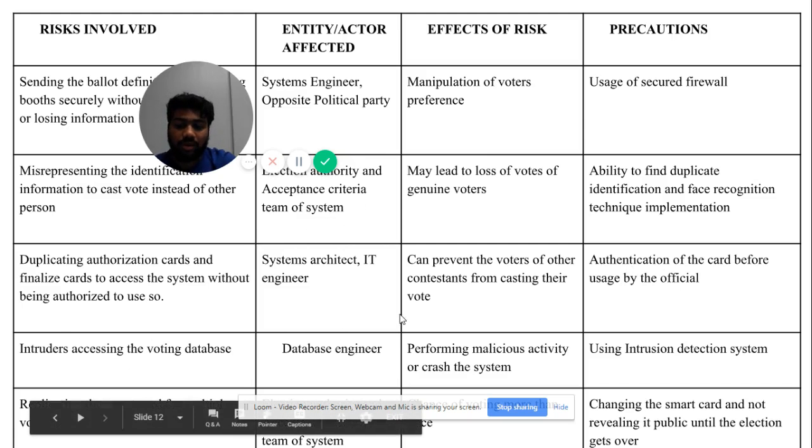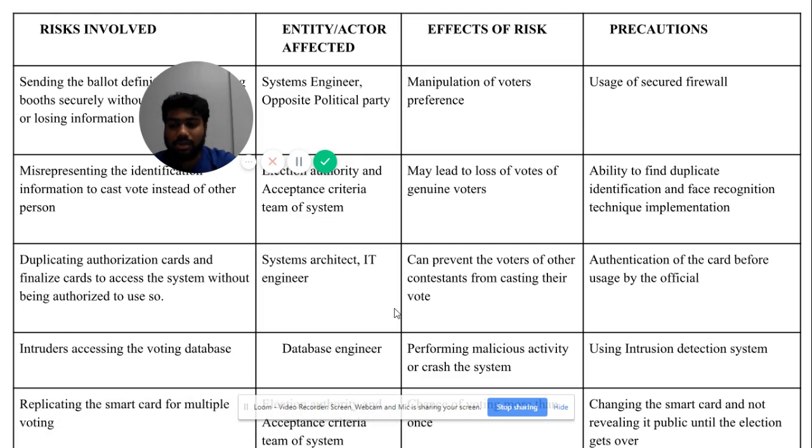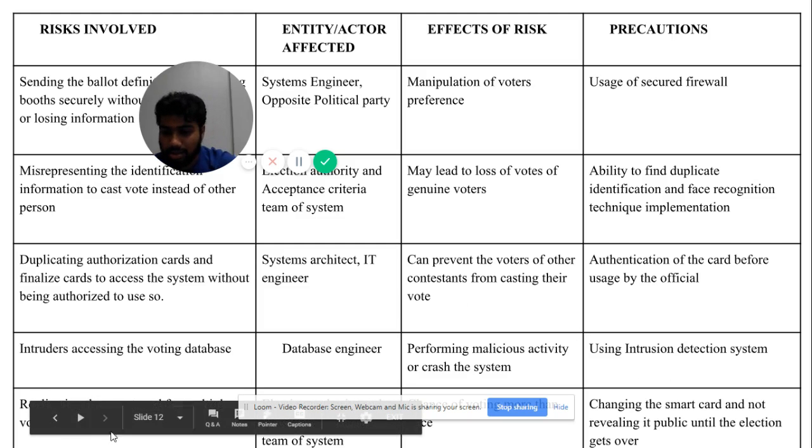And also after the voting has been recorded, the intruders may access the voting database, and this would completely crash the system. They can perform all the malicious activity which they could do and also manipulate the votes. So the entity or actor involved in this would be the database engineer, so he needs to look into this. And the precaution we came up with was using an intrusion detection system, so not letting any other people outside of the system be able to access it. It's the intrusion detection system.